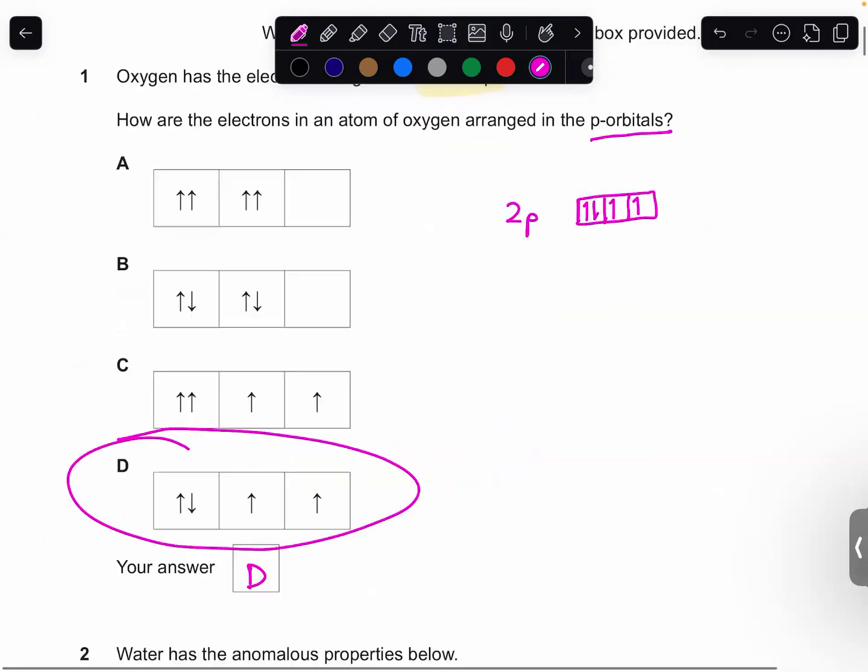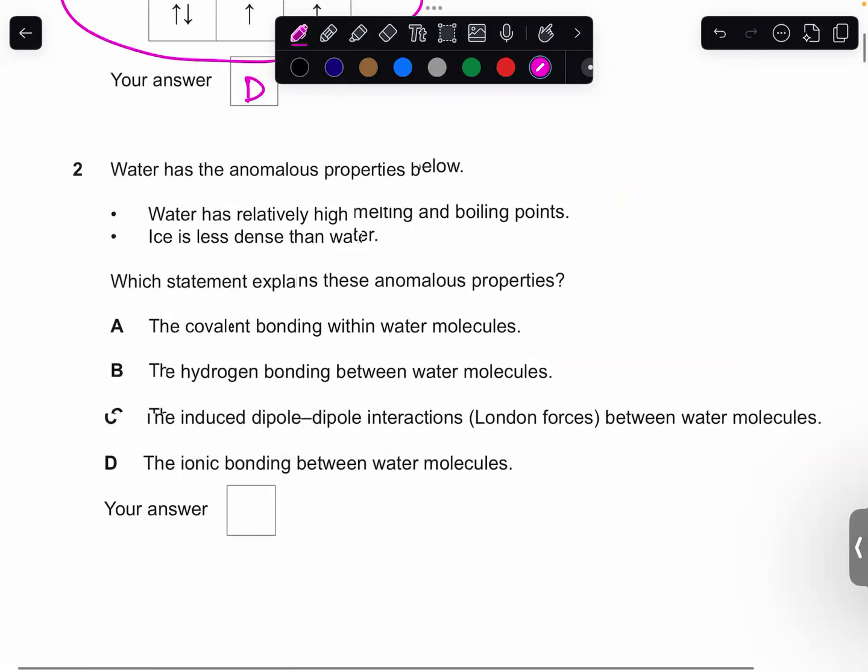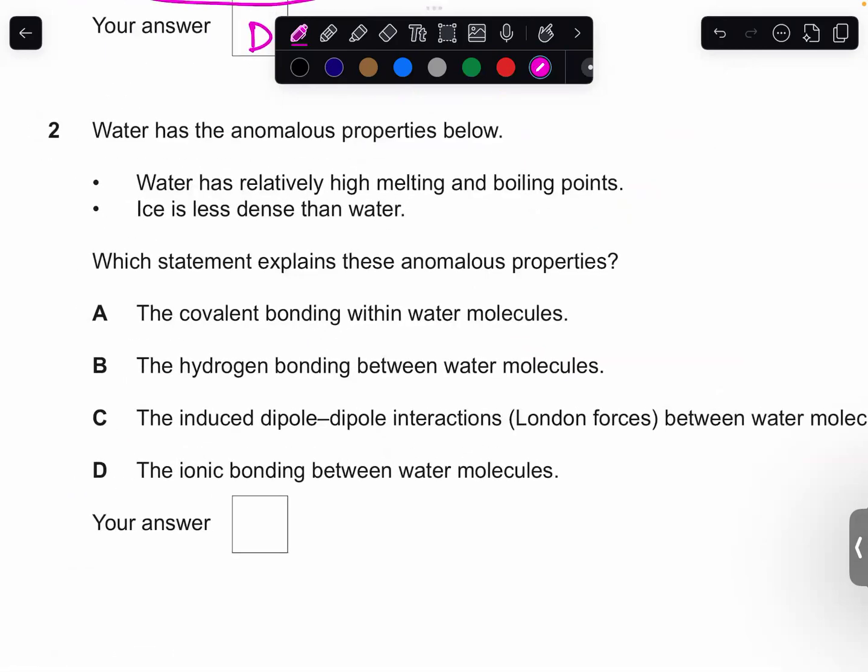Next question. Water has the anomalous properties below. In comparison to other same group hydrides, it has a relatively higher melting point and boiling point, and ice is less dense than water. Which statements explain these anomalous properties?